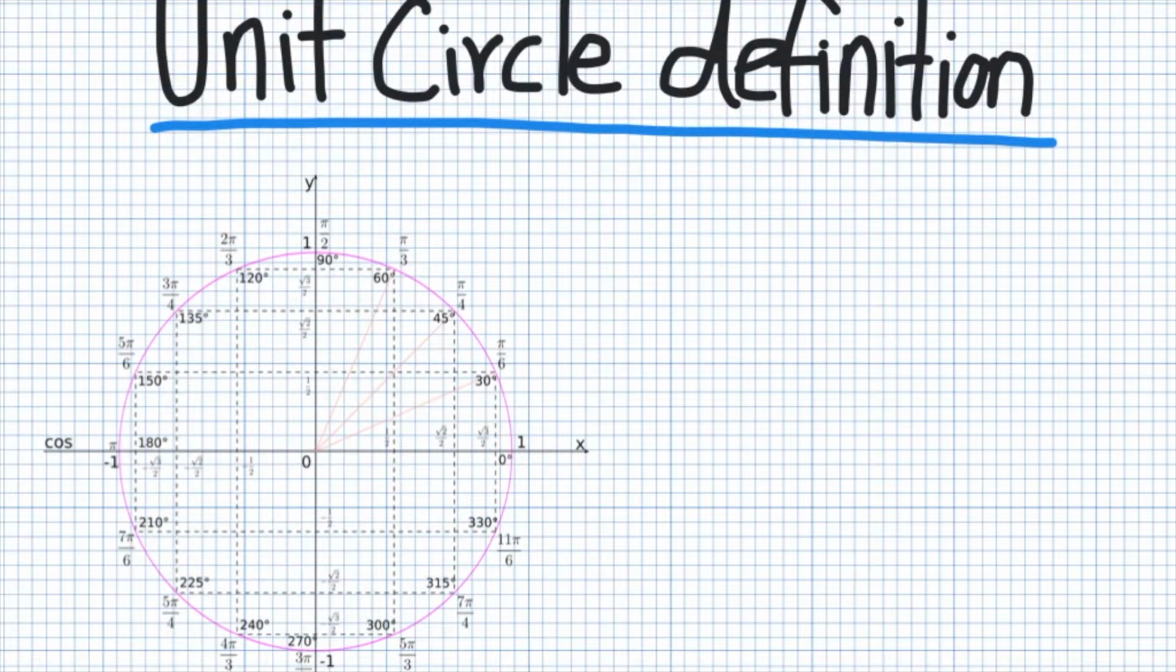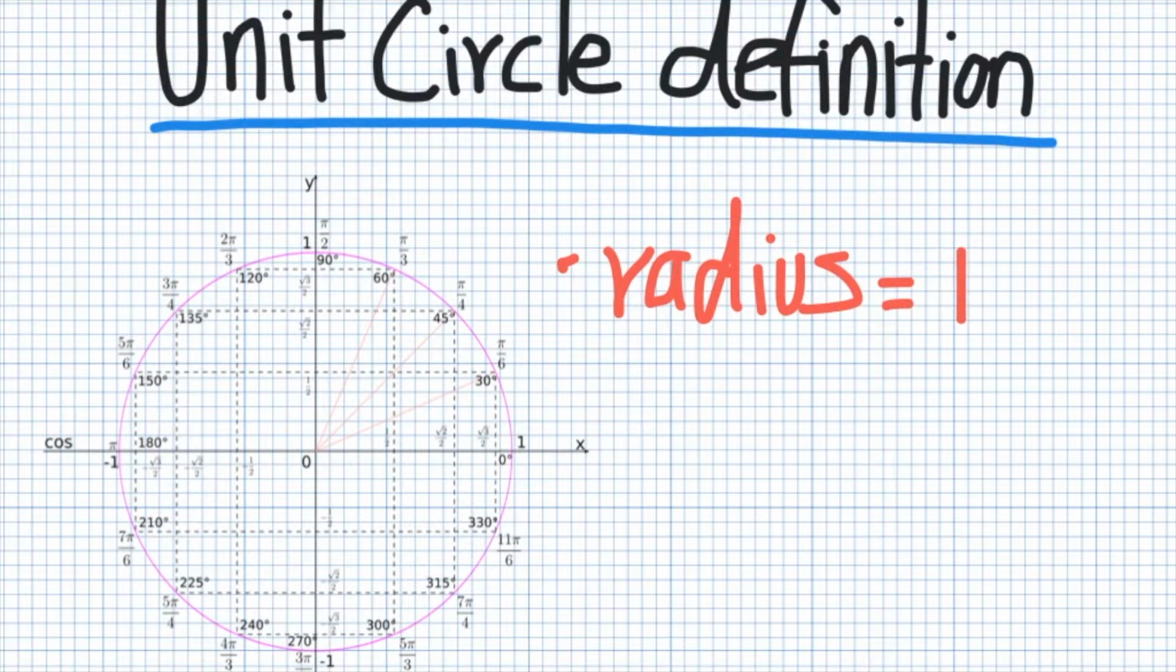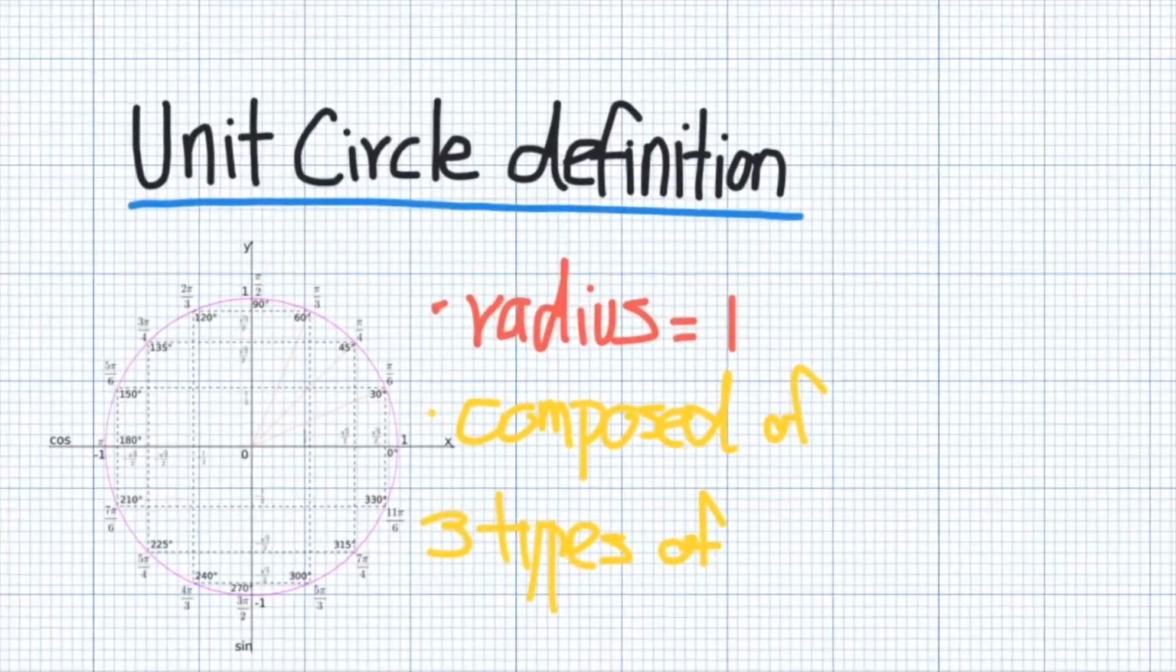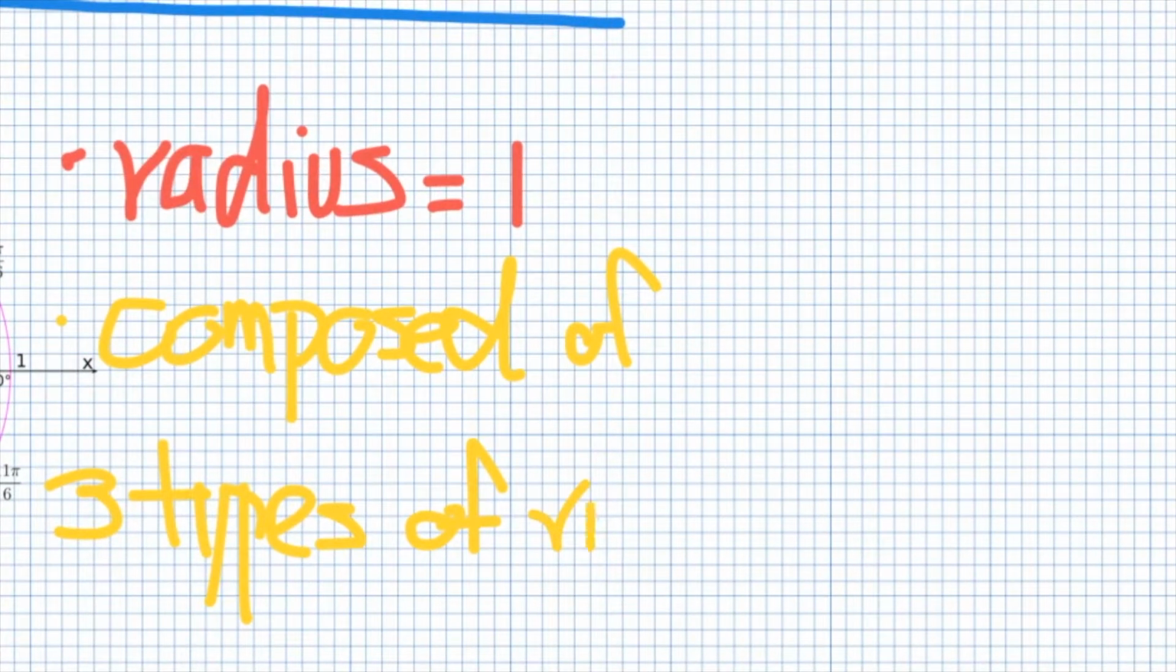According to the unit circle definition, we know that a unit circle always has a radius of 1. And we know a unit circle is composed of 3 types of right triangles.